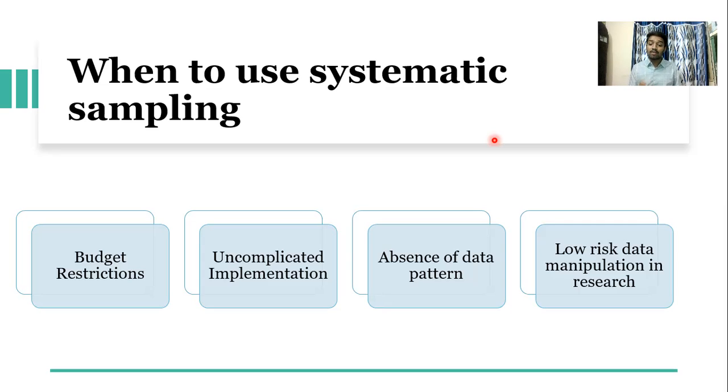Then, absence of data pattern. Yes, I forgot this point. So what is a data pattern? You should know whether it's in alphabetical order, in numerical sequence, or in a data range. Only when you know the data pattern can you predict or choose an individual. When you don't know the data pattern, how are you going to choose?